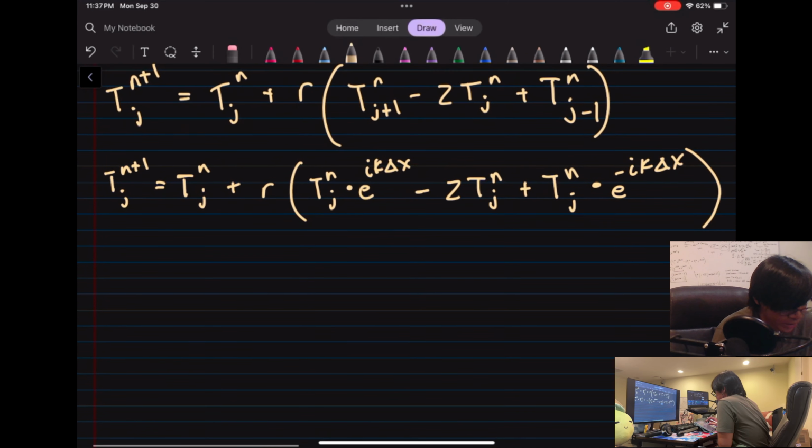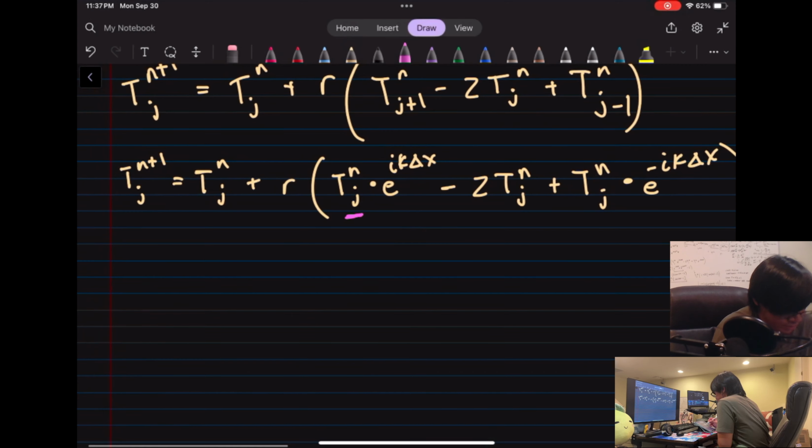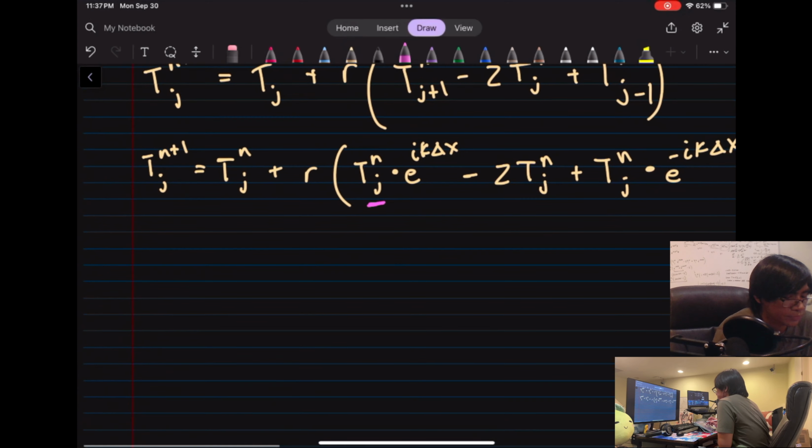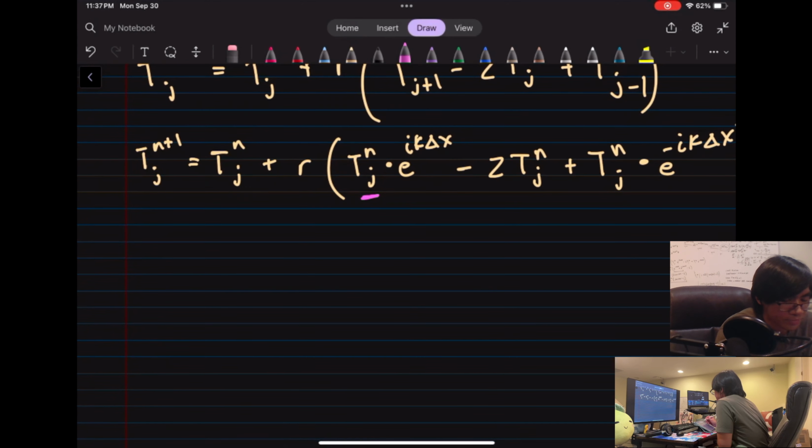We can actually factor out our tj here. Yeah, let's not skip steps. So kind of copying everything down here. Factor this out.